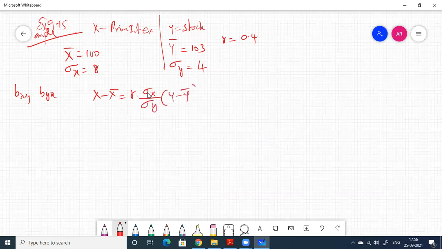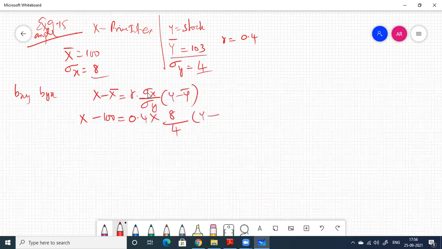Okay, this is the equation. Substitute everything that you know. X minus 100 equals r, which is 0.4, into sigma X, which is 8, over sigma Y, which is 4, into Y minus Y bar, which is 103. That's all, you've got everything. 8 by 4 makes 2. 2 into 0.4 is 0.8. So 0.8 into Y minus 103 is equal to X minus 100.